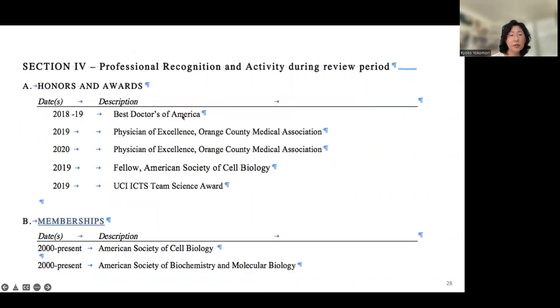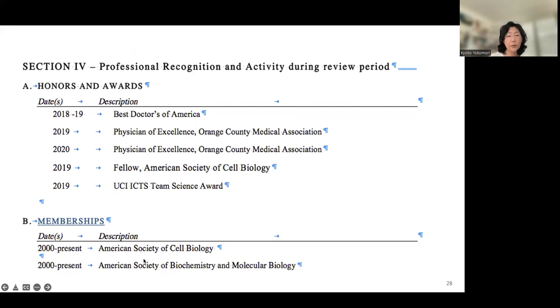So here are some examples. Section 4A, honors and awards. If you are selected as one of the best doctors in Orange County or USA, by all means put it in, because that's easy evidence to demonstrate clinical excellence. And also if you are elected as a fellow of a professional society, that's prestigious and you should list that as well. And any service awards you obtained, you should list here.